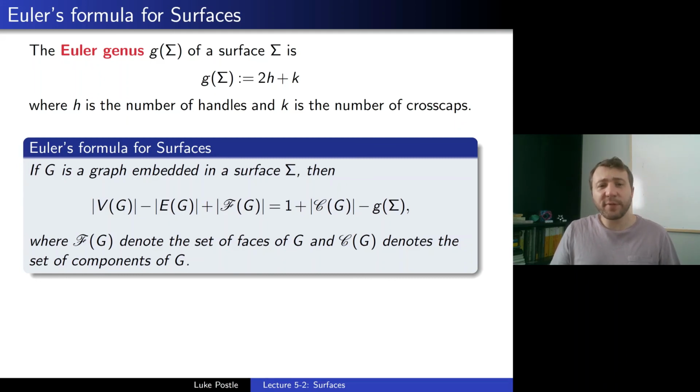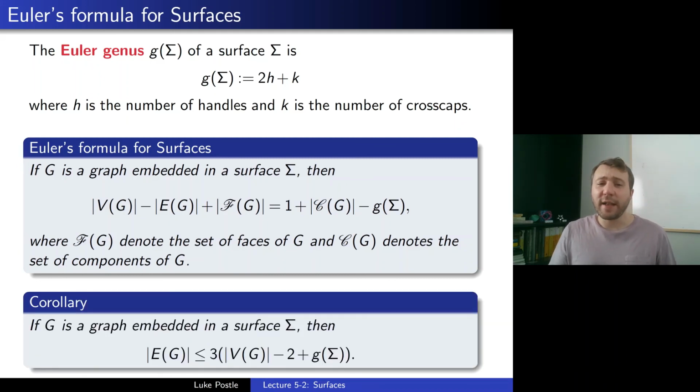So that's Euler's formula for surfaces, and in the same way as you do for Euler's formula for the plane, you can convert this into a bound, for example, on the number of edges of a graph embedded in a surface. It is upper bounded by 3 times, you know the 3V minus 6 for planar graphs, but you actually get 3 times (V minus 2 plus g), where g is the Euler genus, more generally. So graphs that embed on surfaces have a limited number of edges.